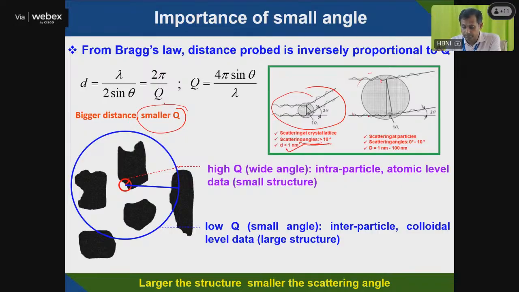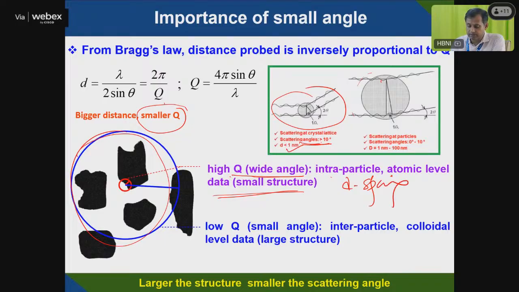You can measure this by scattering techniques. This whole structure's information will come at high Q, the wide-angle study, which is normal conventional XRD. High Q, wide angle gives intraparticle and atomic level data. This is nothing but the spacing here. If you have a wide angle, that is a conventional XRD, and in conventional XRD you will get this high Q data.